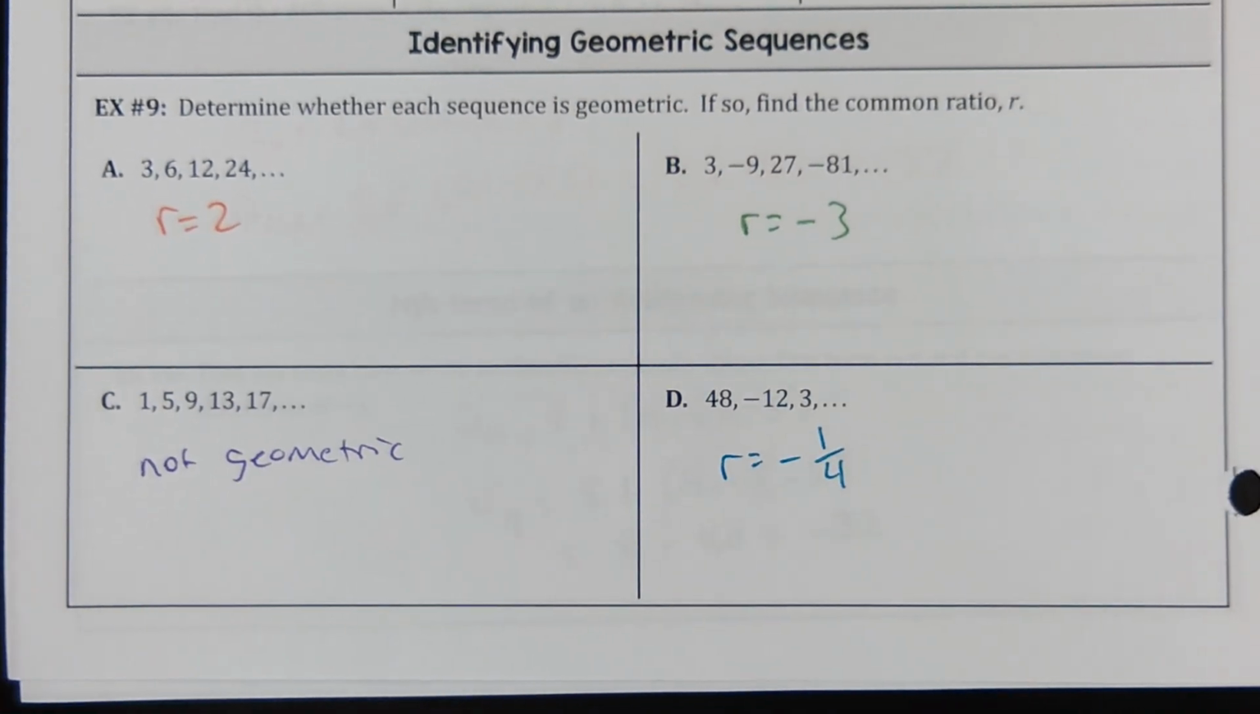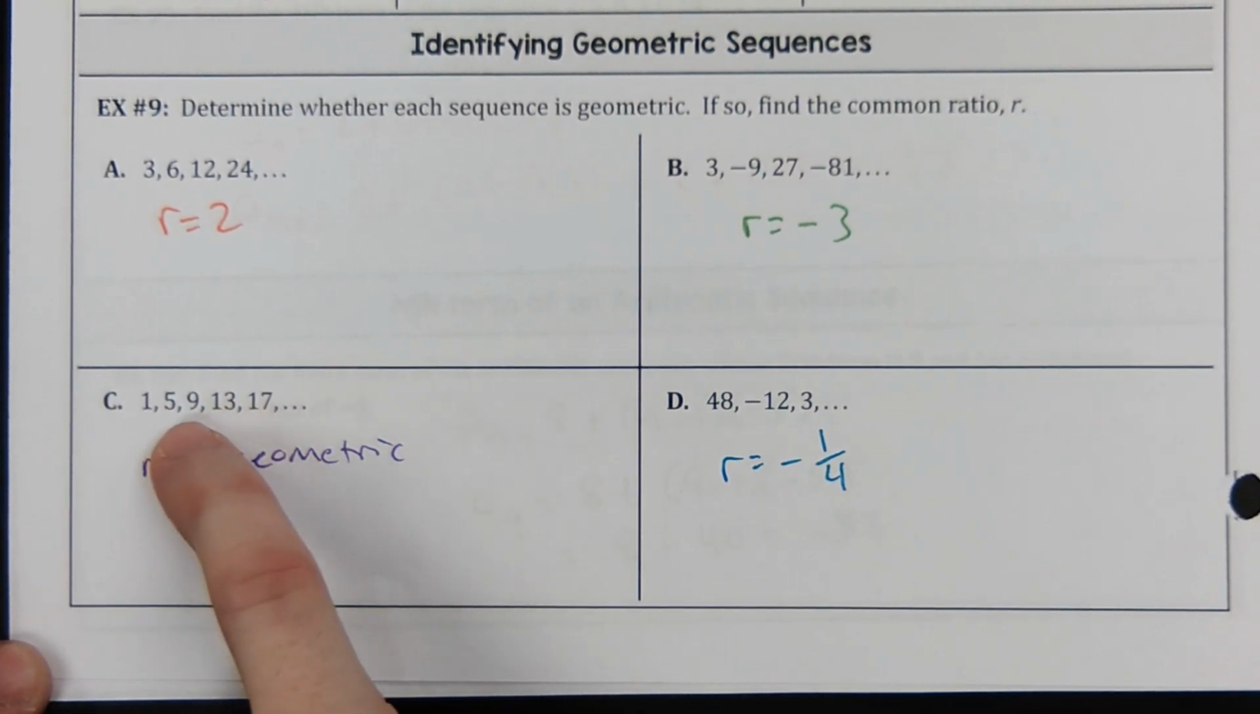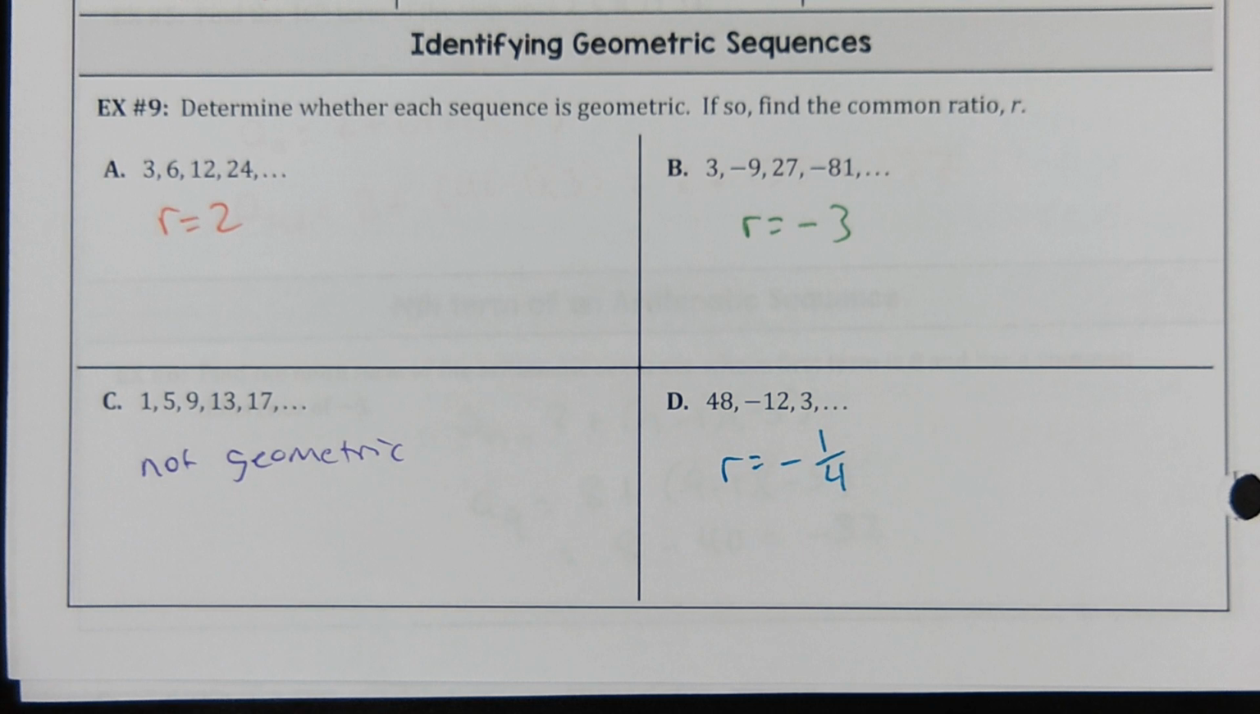You also could check for geometric by doing 9 divided by 5 and see if it's equal to 5 divided by 1. It's clearly not equal. 9 divided by 5 is 1.8, whereas 5 divided by 1 is 5. So clearly there's not a common ratio.